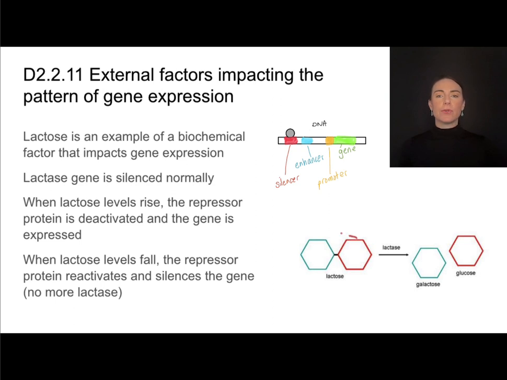So when lactose levels rise in our digestive system, this repressor protein that normally sits on the silencer part is removed, okay? So removed or deactivated. Since that is no longer silenced, the gene is expressed, lactase, that enzyme, starts to be produced, and this lactose gets broken down into its monosaccharides. When the lactose is broken down, that means that lactose levels are going to fall, and that means we don't need lactase anymore. So that gene will be silenced once again so that we are not producing excess lactase.